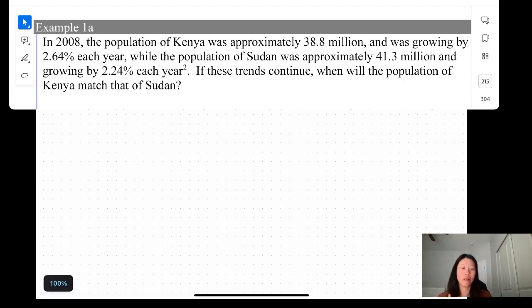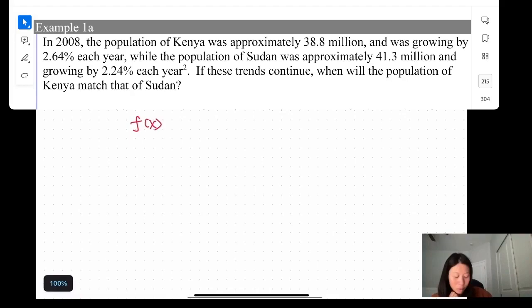So what does the model look like? This is an exponential growth. For exponential growth, we've learned the formula f(x) equals the initial value times 1 plus the annual growth rate, to the power of time. We can let both start at 2008, so let's assume 2008 is year 0.